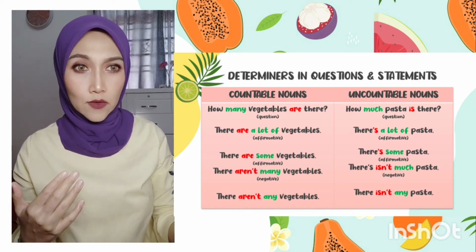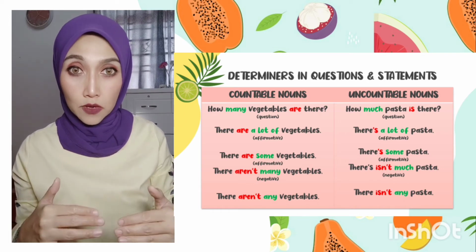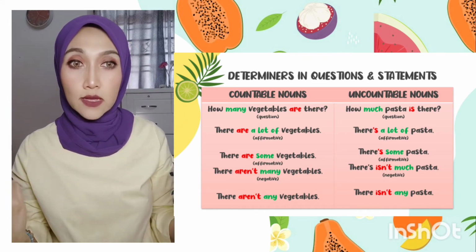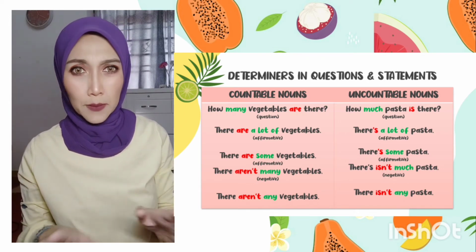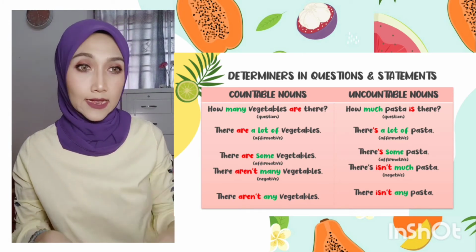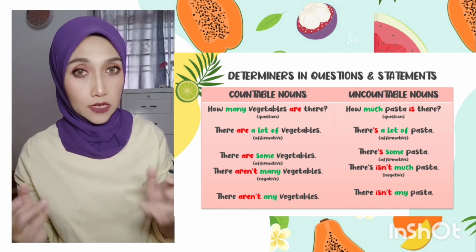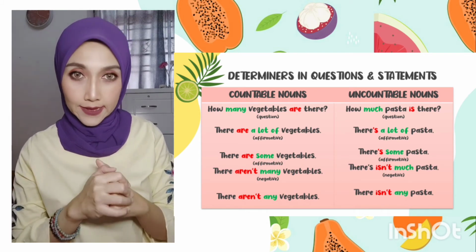Or the some, you can also use if it's negative. In negative forms of sentence, you can use there aren't many vegetables. Maknanya tak banyak. Tak banyak sayur di situ. Okay, there aren't any vegetables. Ataupun tak ada langsung vegetables. There aren't any vegetables. That's how you use any.